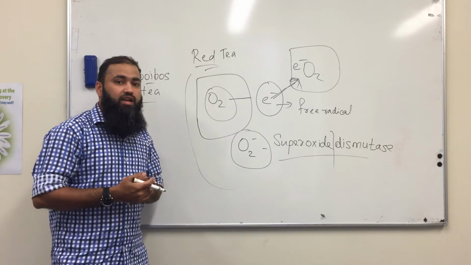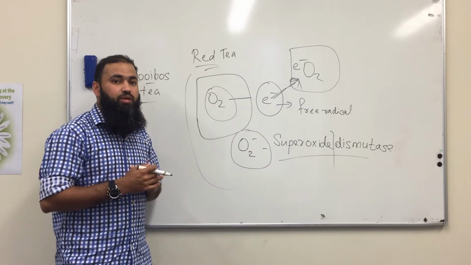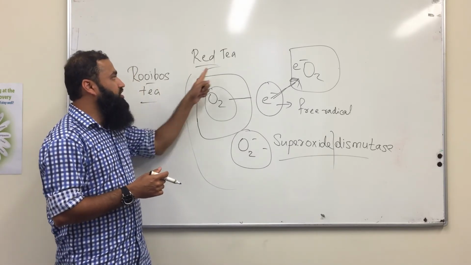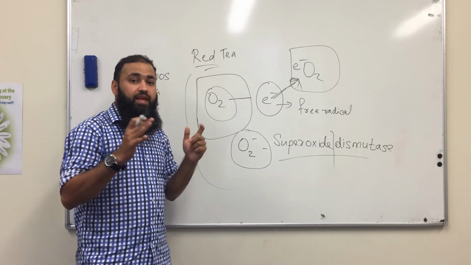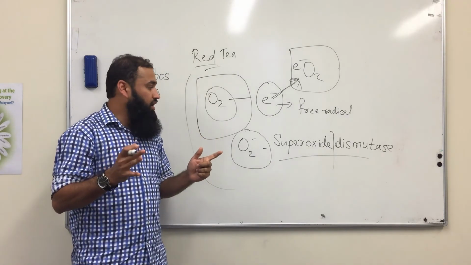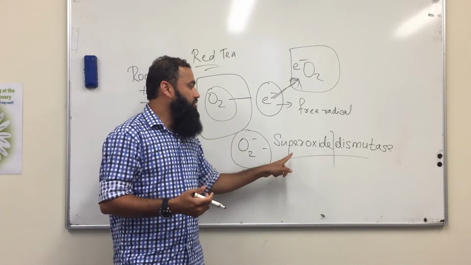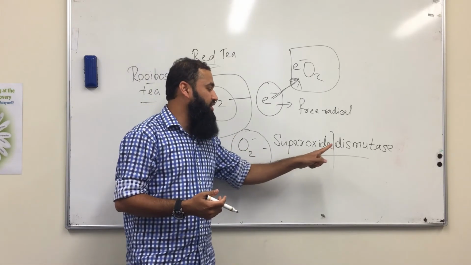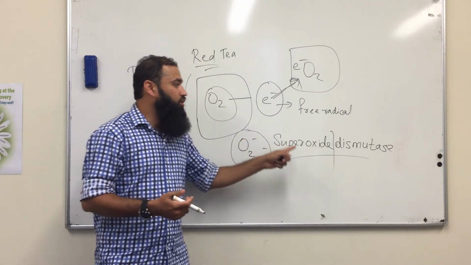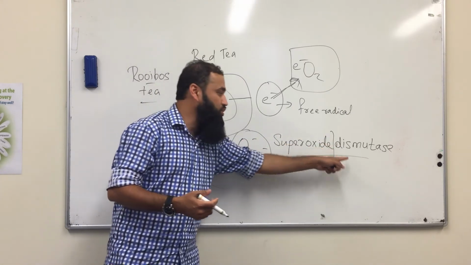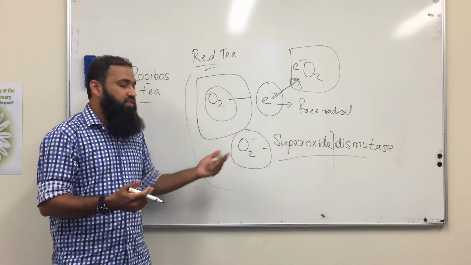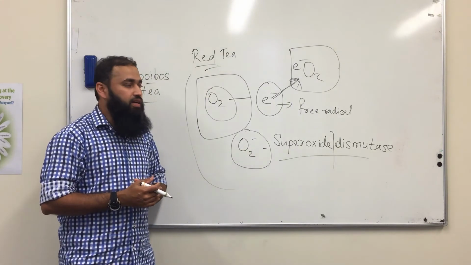So go and search in your market to see if you can find rooibos tea, which is red tea. It is highly preventative against cancer. It eats up the superoxide in our body because it has superoxide dismutase in it. That is how we prevent cancer.